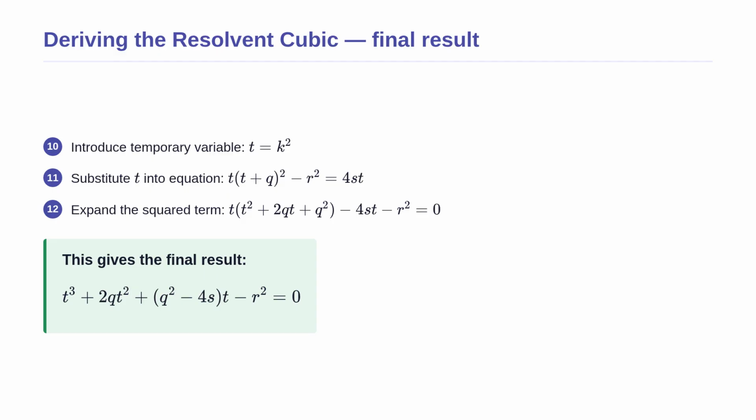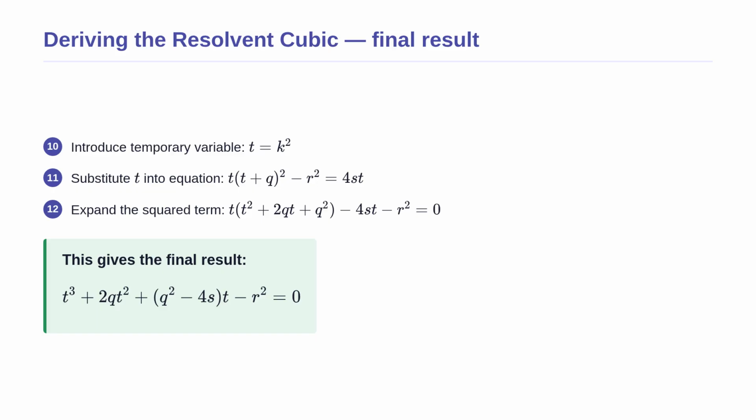This equation looks complicated because it would have a k to the 6th power if expanded. However, notice that k only appears as k squared or powers of k squared. To make this easier, we introduce a temporary variable, t, defined as k squared. Substituting t transforms the equation into something much more manageable.